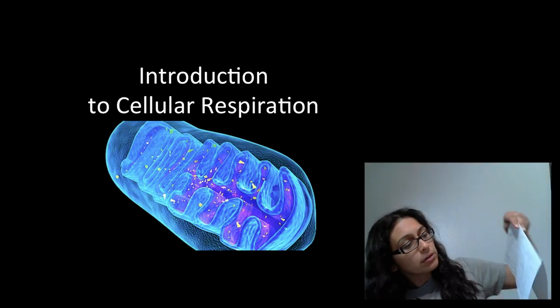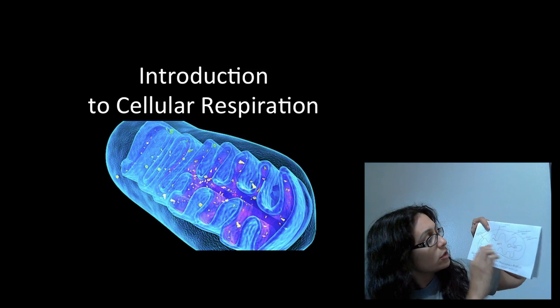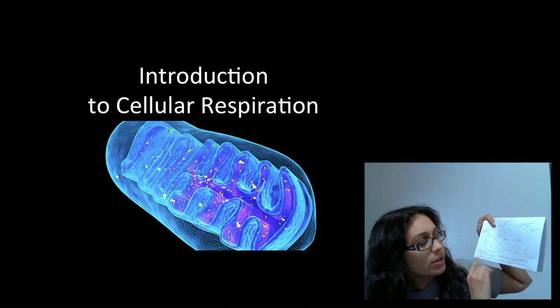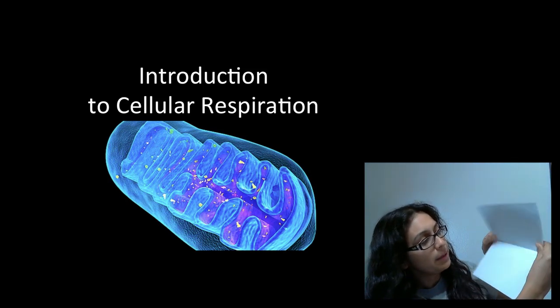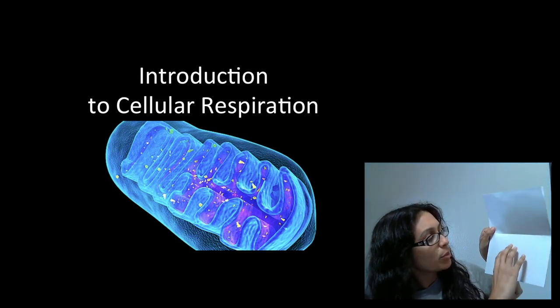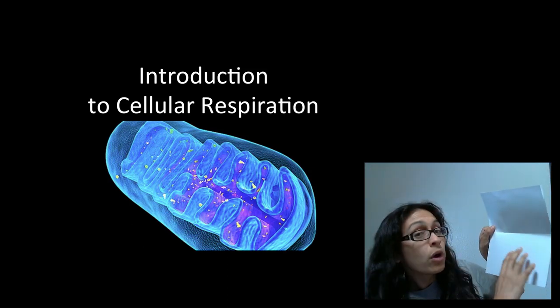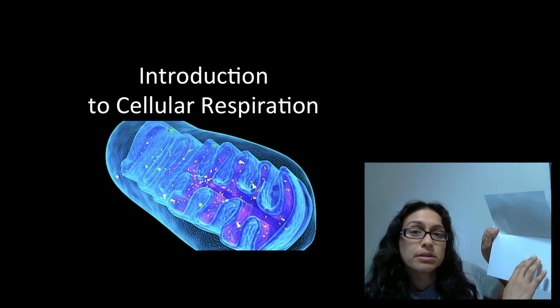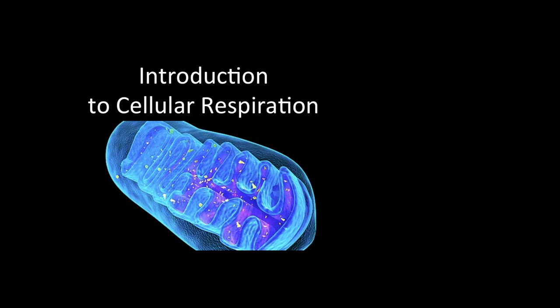So you have a paper that was folded and looks like this. So we drew our mitochondria and we have our equations down here. Now we're going to open it up and we're going to take notes on the top section up here, and then down here is going to be reserved for a drawing that's going to help us understand the steps of cellular respiration. So let's go ahead and get started.